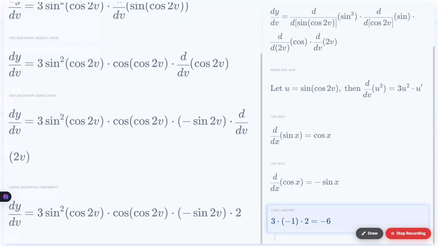We multiply 3 times negative 1 times 2. We do this to combine all the numbers at the front. Multiplying these numbers gives us negative 6.